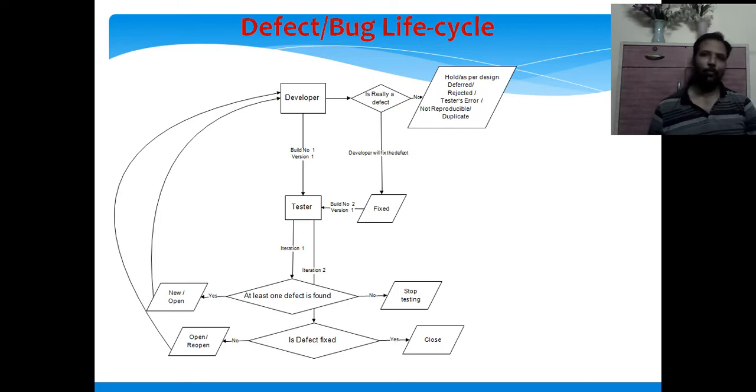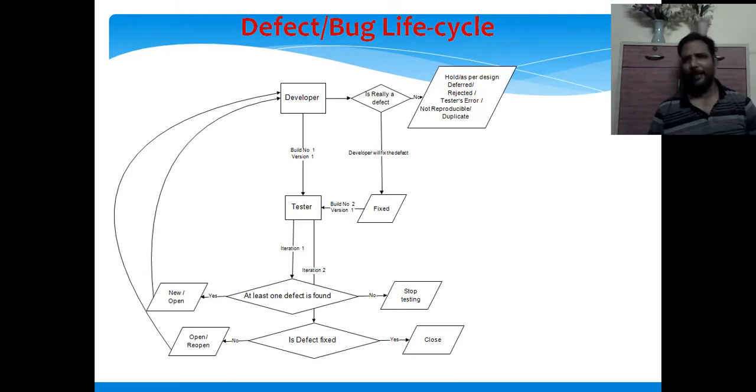Okay, then what is this deferred? Deferred. The defect is reproducible, but it is having low severity and low priority, and it is not that important for this particular release. This can be handled in the next release also. If he thinks like that, then he will keep it as deferred. If the defect is kept as deferred, it will not be solved in this version. It may be solved in the next version.